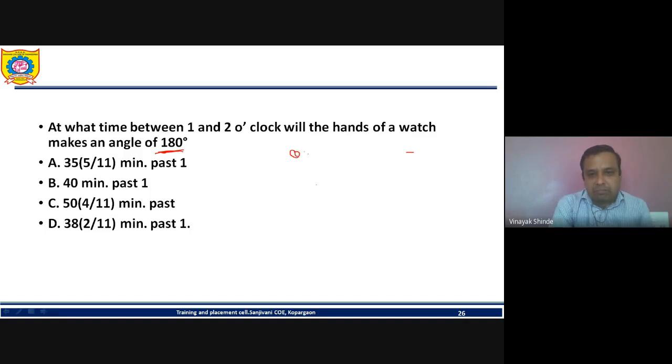You can use this formula: theta is equal to 11 by 2 into minutes minus 30 into hour. By using this formula, you'll get the correct answer. 180 degrees means straight. So if I use this formula, theta is equal to 180 degrees.